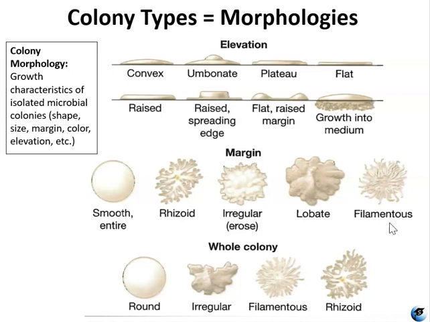When you're recording the results of your hand washing and ubiquity plates, you'll want to be able to describe what may at first look like just a bunch of dots on a plate. But if you look a little closer, are those dots all the same color? How do they differ in size? Are some of them smooth and round? Maybe others are more irregular, or maybe some are filamentous? These are the types of descriptions that you're going to want to include in your lab reports.